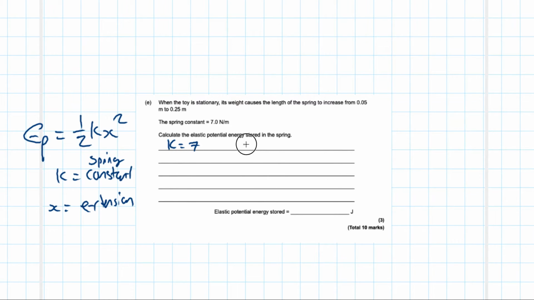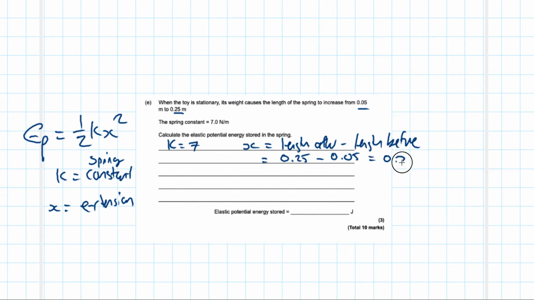To find x, x is equal to the length after minus the length before, or the change in length. So that's equal to the length after it's changed, 0.25, minus the length before, 0.05. So that's equal to 0.2 meters. Then we just plug it in, so the elastic potential energy is equal to a half times 7 times 0.2 squared, because it's x squared, which is equal to 0.14.